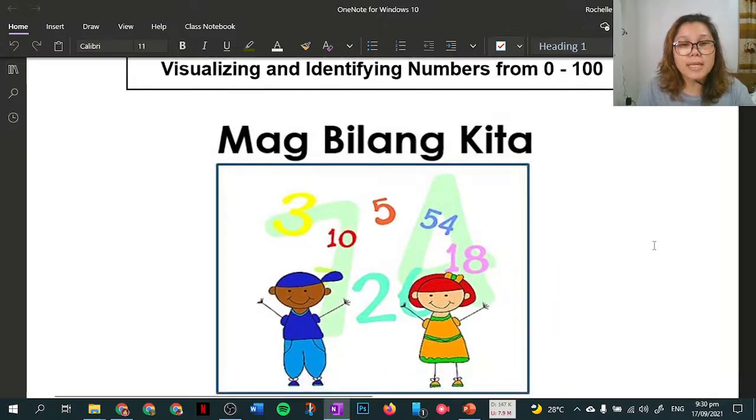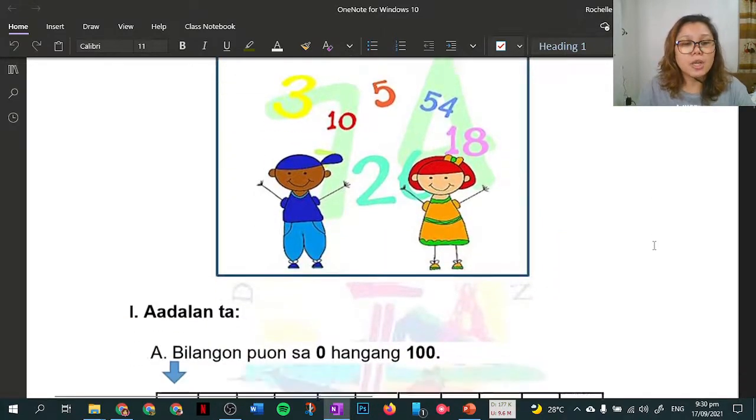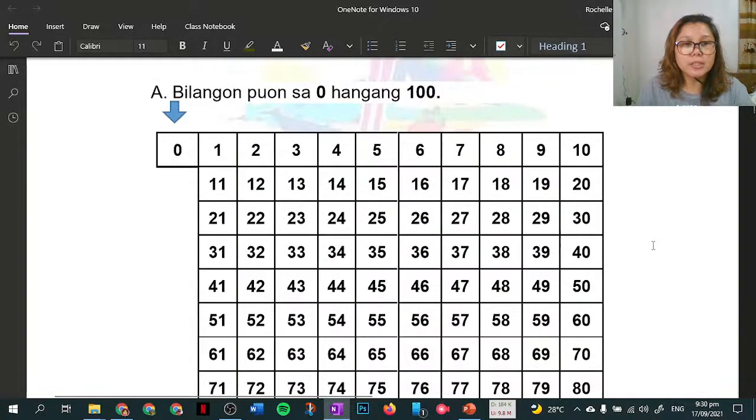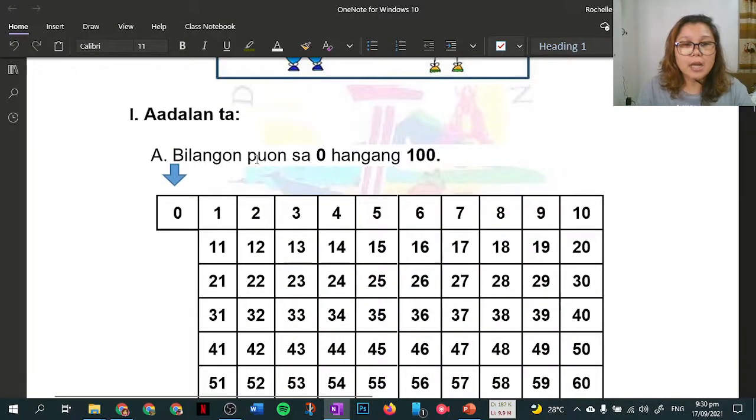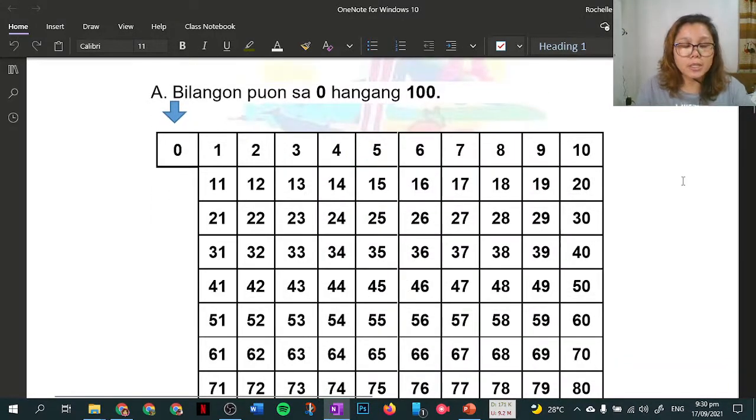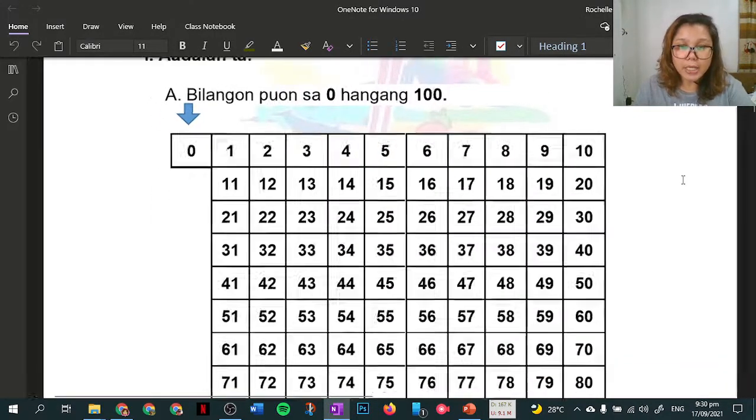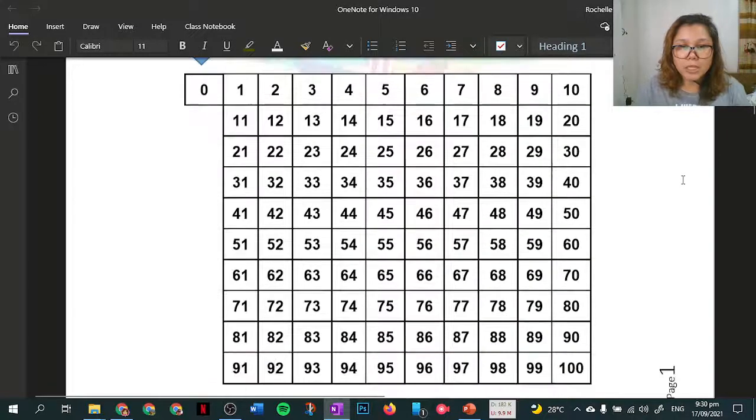So magbilang kita. Let's count. Okay, we have here a number chart. Aadalan ta bilangon poon sa 0 hanggang 100. So yan dyan ang number chart. This will be your guide so that you won't miss any number in the series. So pause this video so that you can recite all the numbers starting from 0 until 100. And then resume if you're done.